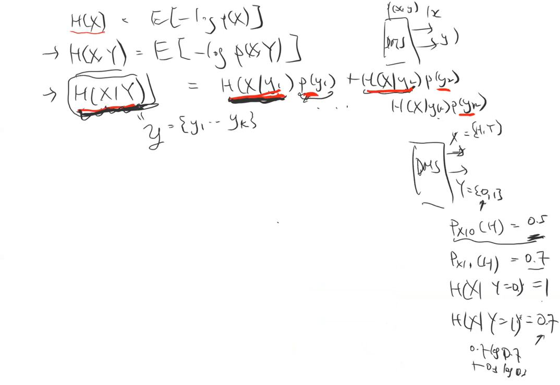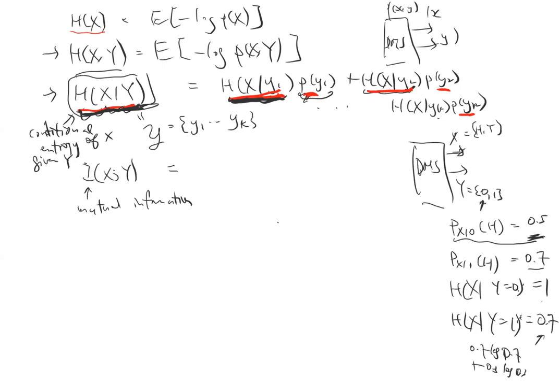So I can also define I(X;Y). This is known as the mutual information. By the way, this is the conditional entropy of X given Y. The mutual information is like, you can imagine, the information between X and Y. What's the information shared by X and Y? And it will be equal to H(X) minus H(X given Y).